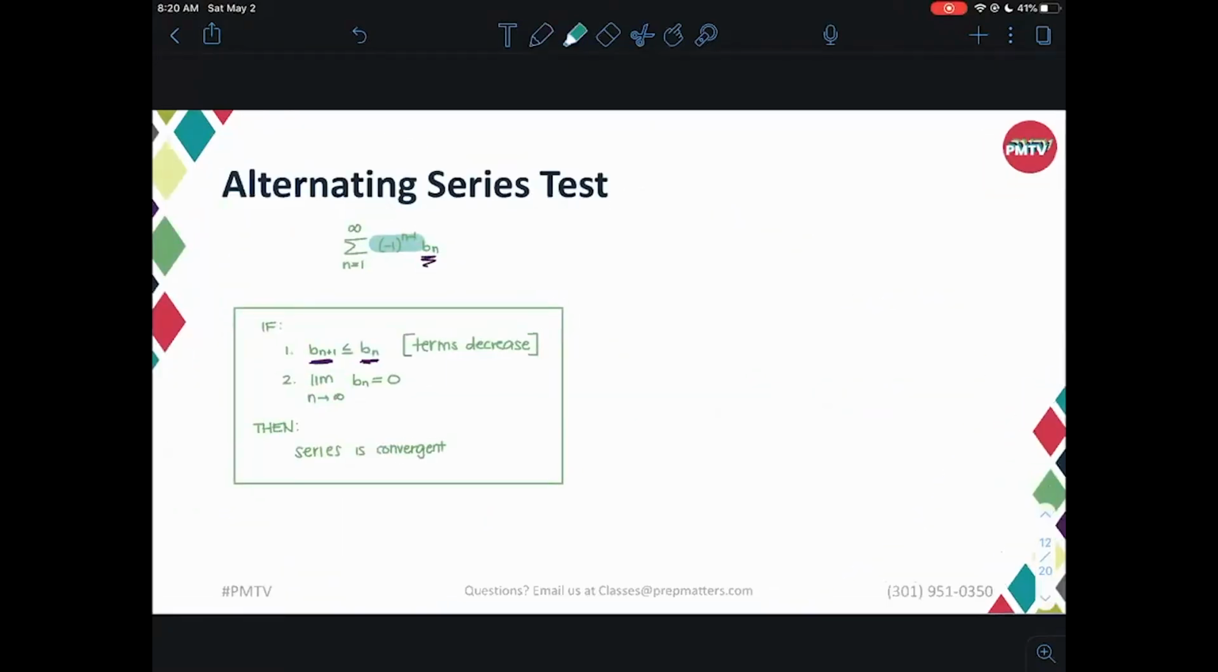So in working with an alternating series test, this second condition is pretty easy to figure out. The first condition is much harder. So I'm going to walk you through one example where I'm going to show you how to do that first part. So let's work with the alternating series.